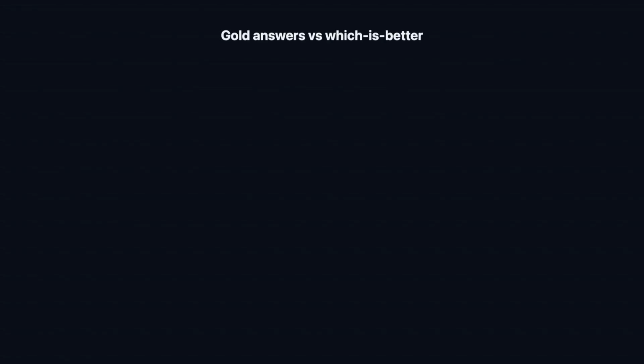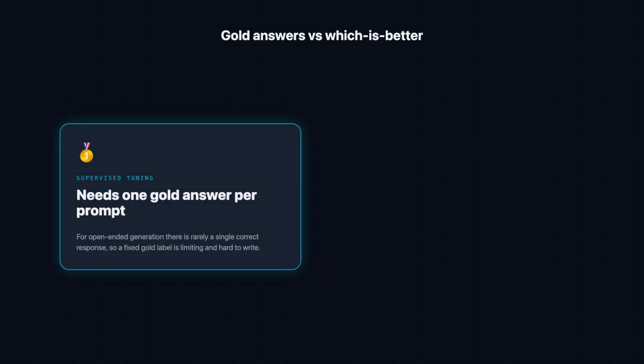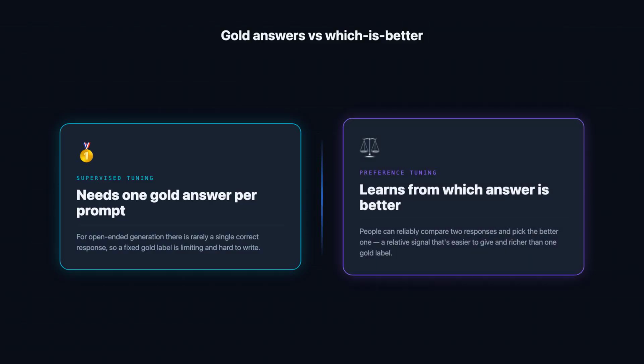So what actually separates this from ordinary fine-tuning? Here's the contrast side by side. Supervised fine-tuning needs one gold answer for every prompt. You write the single correct response, and the model imitates it. That works fine when there's a clear right answer, but for open-ended writing, a helpful explanation, the right tone, a safe refusal, there rarely is one gold answer, and forcing one throws away everything about what makes a response actually feel good. Preference tuning learns from which answer is better instead.